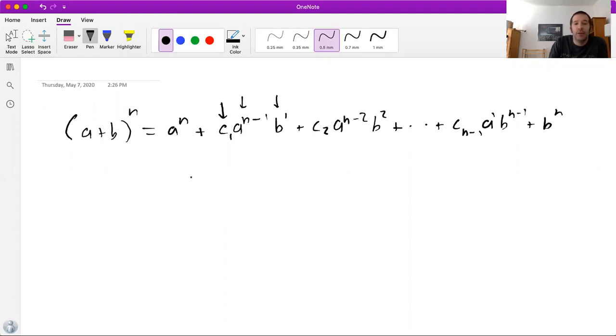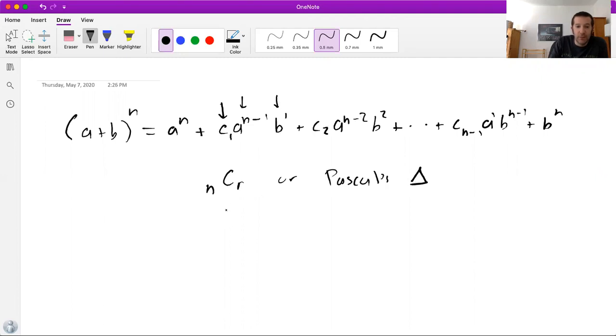We get the powers of A just by raising A to the power. We get powers of B by raising B to the power, and we get these coefficients, the C1, C2, all those things. These are nCr. They are combinations, or they're from Pascal's triangle.